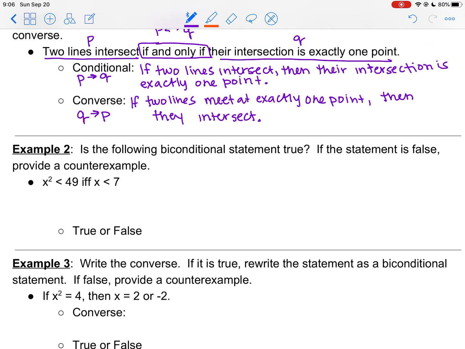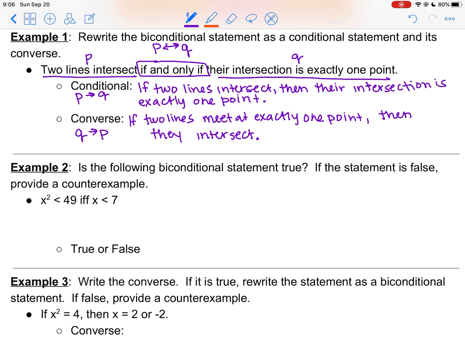So next we're going to look at if we have a conditional statement, we want to figure out if it can be a biconditional statement. So here it says is the following biconditional statement true? It has the abbreviation IFF in the middle, which means it's a biconditional statement. And it says if the statement is false, provide a counterexample. So this says x squared is less than 49 if and only if x is less than 7.